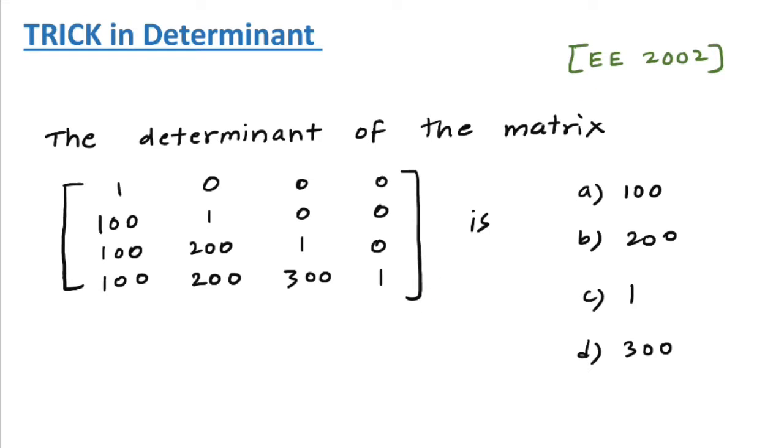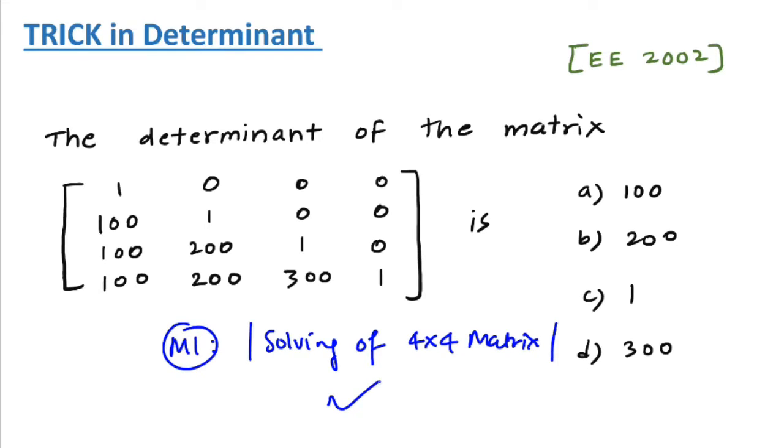So I guess maximum students are following method 1. What is method 1? Traditional approach. Solving determinant of a 4x4 matrix. This is method 1, which is absolutely right. But the problem is it takes a lot of time to get the answer. You can try method 1 and check how much time it takes.